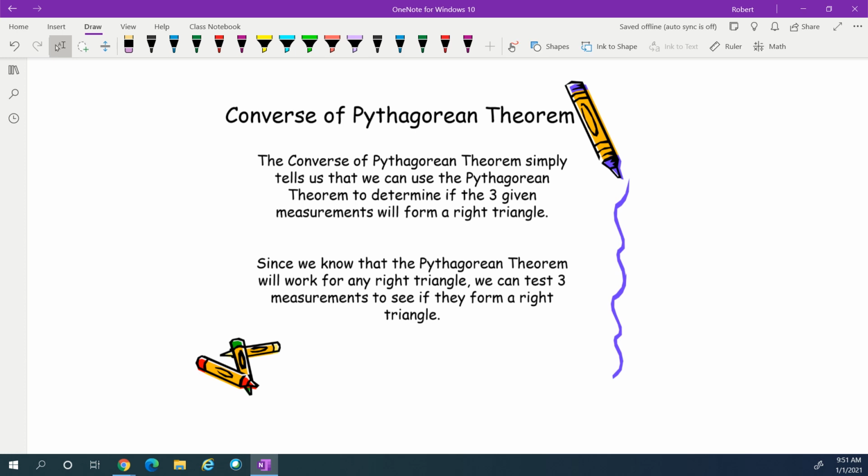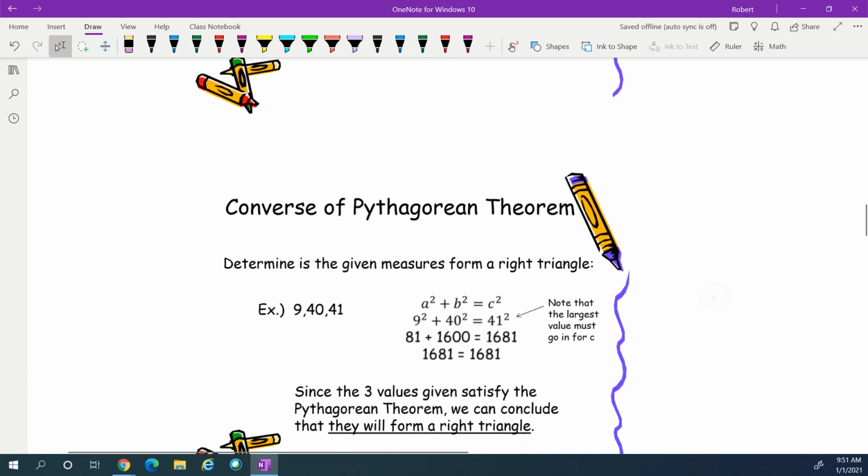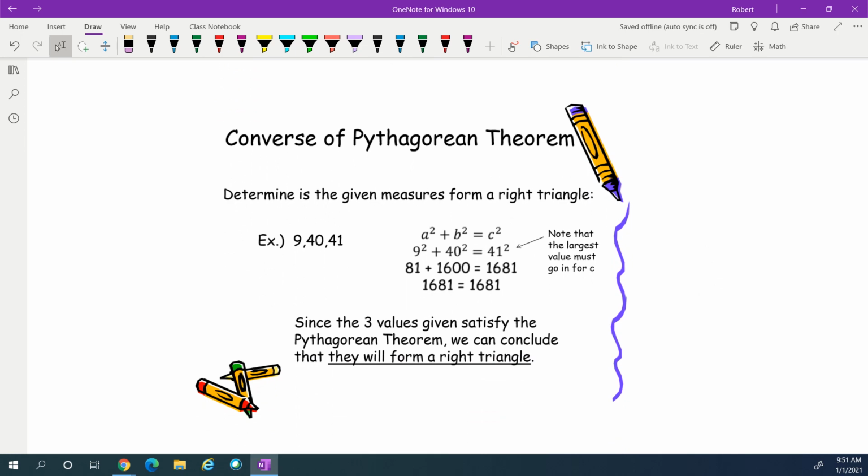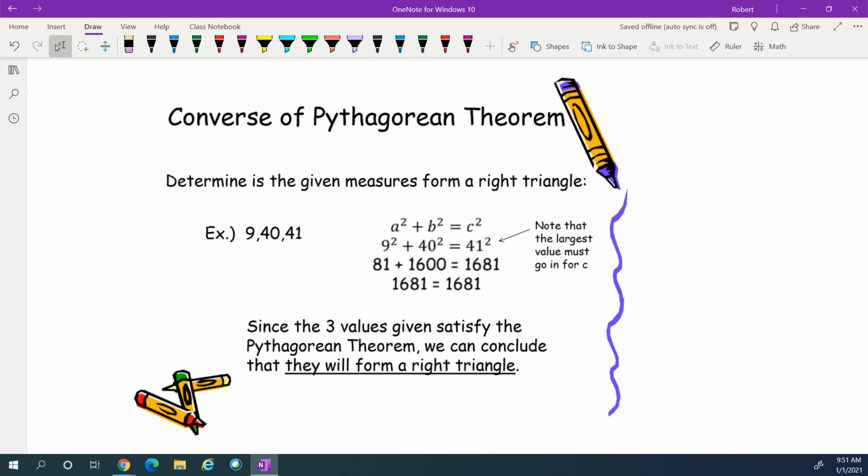Again, C is the critical number. We have to get the highest number for C. So if we look at an example here, we're given 3 values. The first thing we want to do is find the highest number and put that in for C. And now we worked it out. So this one worked. It's true. A squared plus B squared equals C squared. We can now determine that those 3 measurements will form a right triangle.